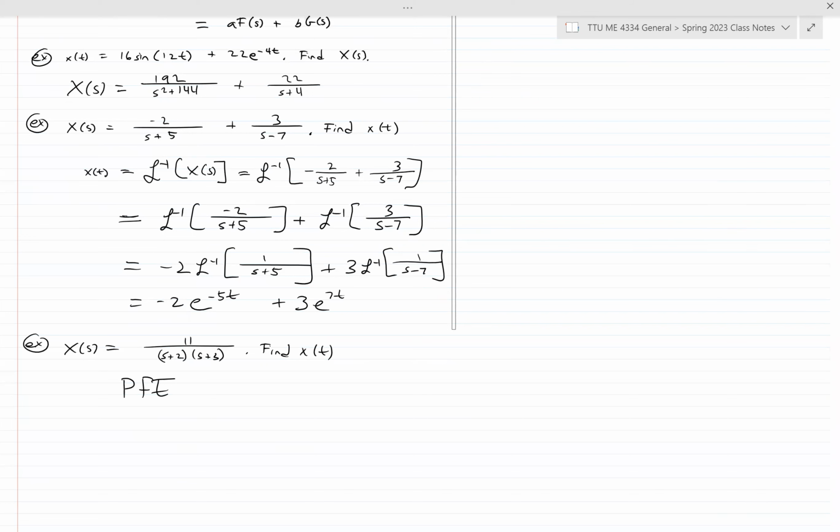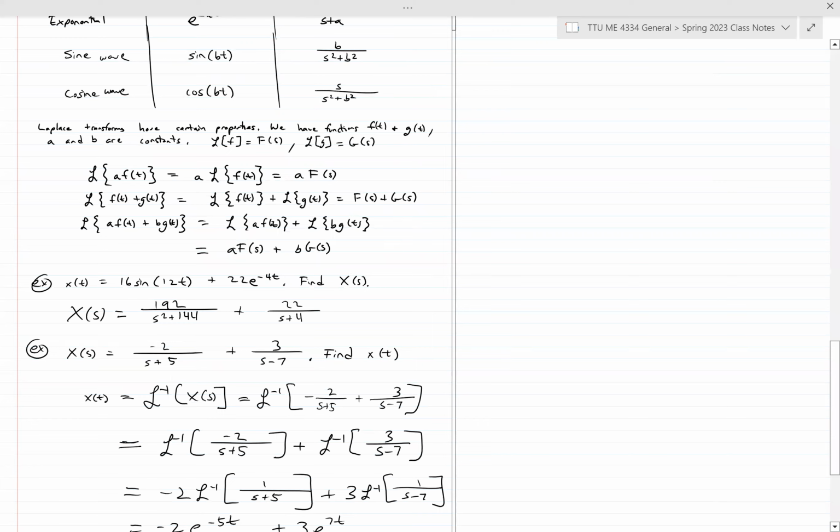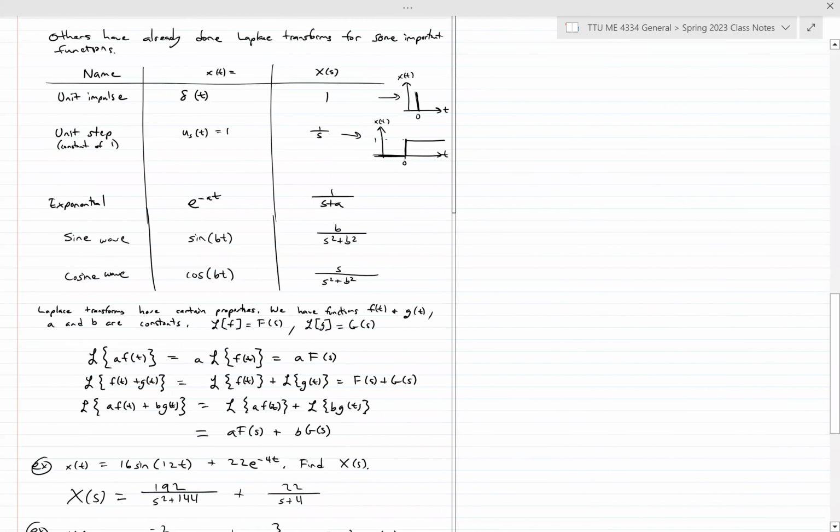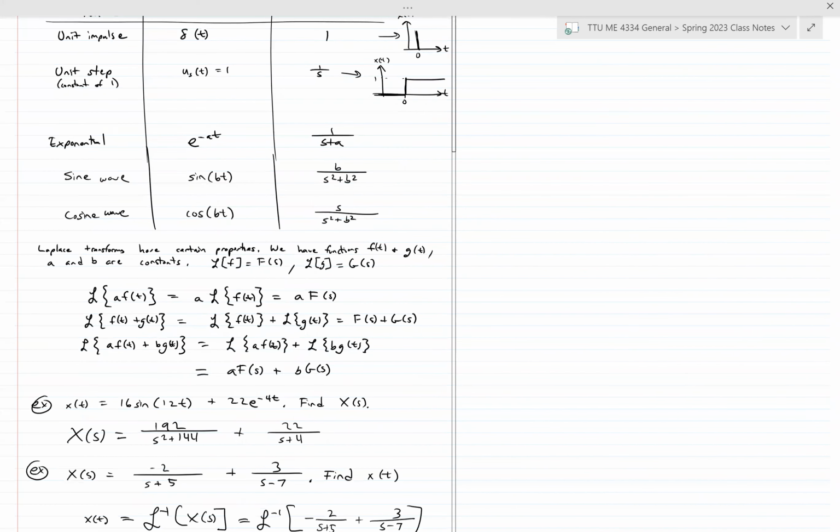Partial fraction expansion says that, well, first of all, even before we get to that, x of t is equal to the inverse Laplace transform of x of s, 11 over s plus 2 times s plus 3, right? What's the problem with this? At least for the context of this class, this isn't in the chart, right? We can't just separate the two parts on the bottom to be two separate exponentials, at least not yet, right? We need to use partial fraction expansion.